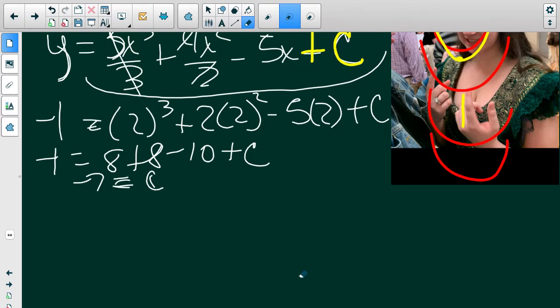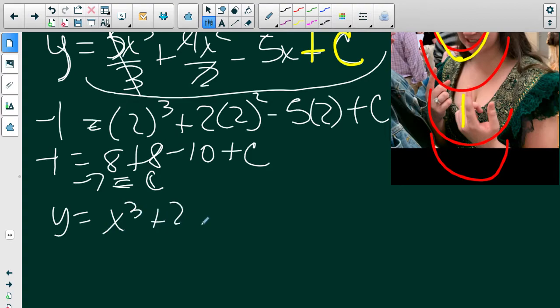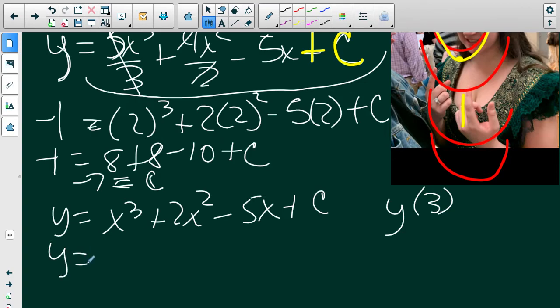Okay, so now I know it was y is equal to x cubed plus 2x squared minus 5x plus c. And our question was to find y of 3. So now I can do it with my differential equation. So I can say y is equal to 3 cubed plus 2 times 3 squared.